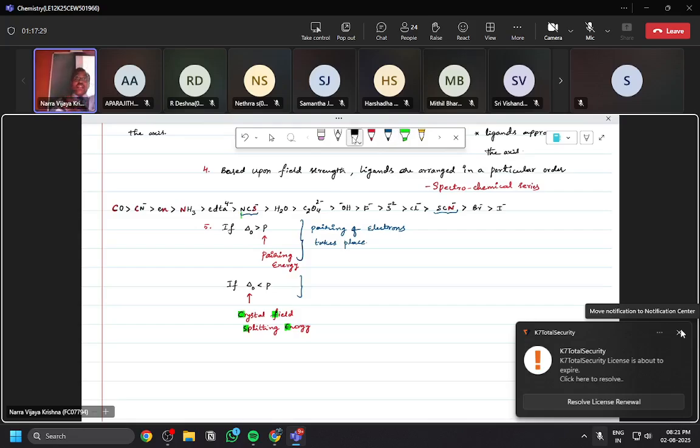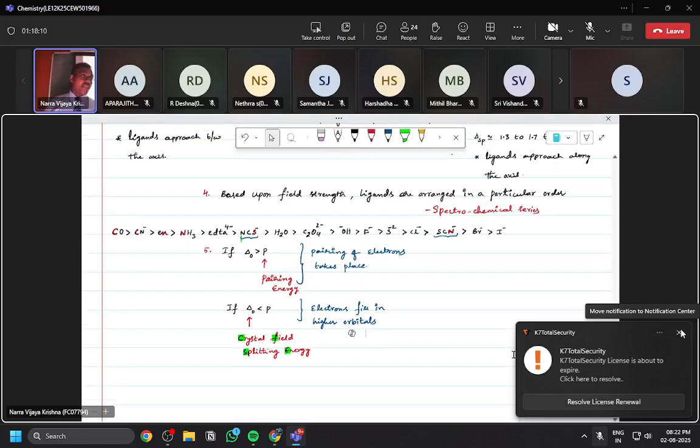If delta naught is less than pairing energy, then in order to pair, I have to flip the electron, correct? I have to change the spin of the electron. We call it flipping, right? If pairing energy is more, flipping requires more energy. So instead of flipping, what will it do? It will go to the E orbitals because the gap is low. So electrons start filling in the higher orbitals. Any questions on this?